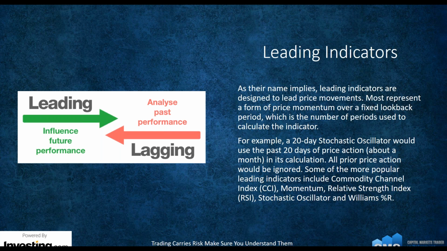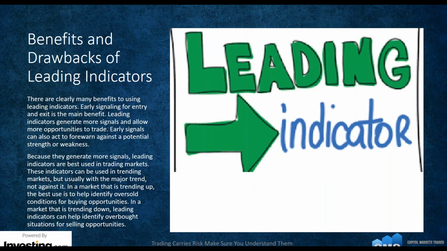So there are benefits and drawbacks of leading indicators, and like we've discussed throughout the class, there are clearly many benefits of using leading indicators. Early signal for entry and exit is a great benefit. And to me, the biggest advantage to a leading indicator is that they give you a little bit of time because they tell you before something's going to happen. That gives you a few other minutes or a little bit of time to make other trading decisions. But they also generate more signals. Leading indicators are best used in trading markets. These indicators can be used in trending markets, but usually with a major trend, not against a trend.